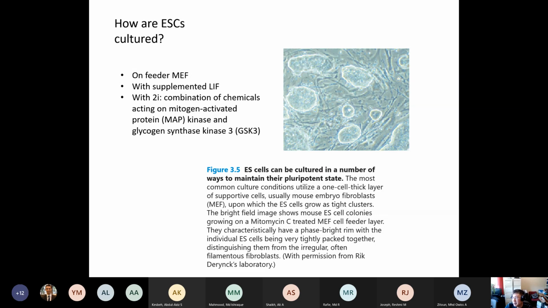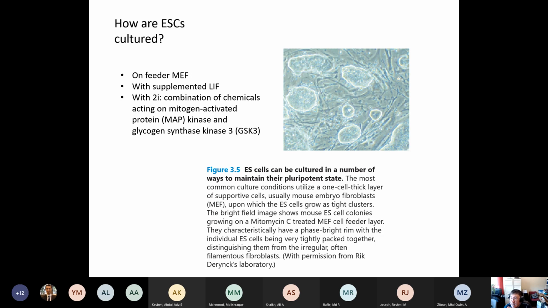And nowadays, people also use the so-called 2i supplement. The 2i is a combination of chemicals, or inhibitors, of two major cellular pathways. One is the mitogen-activated protein kinase pathway. The other is the glycogen synthase kinase 3 pathway. So that suggests there are two kinases. One is MAP kinase, the other is GSK3 kinase. Maybe these two are related to differentiation.